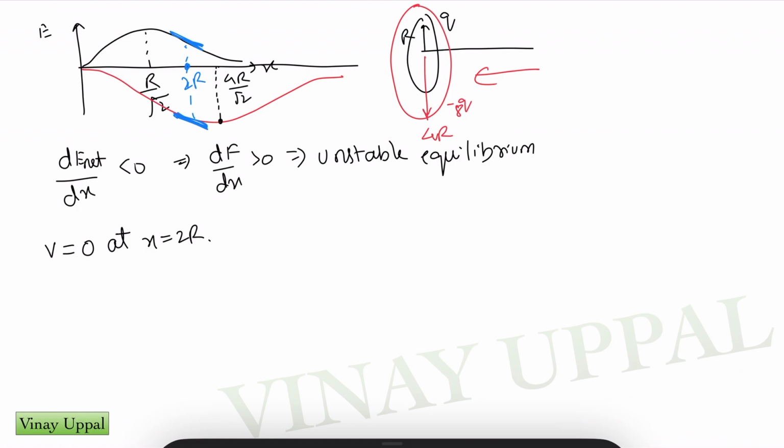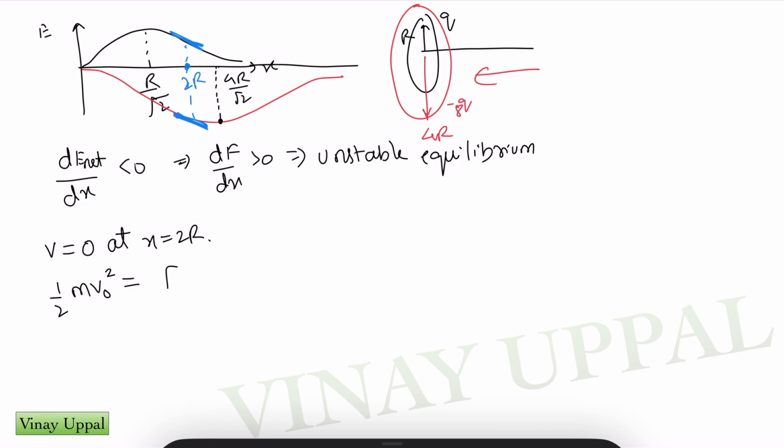So we just conserve energy. Initial energy is simply the kinetic energy because it's at infinity, potential energy will be 0. And at x equal to 2r, the kinetic energy is 0. We've just set the velocity to be 0. And what about the potential energy? That will be the potential times the charge.